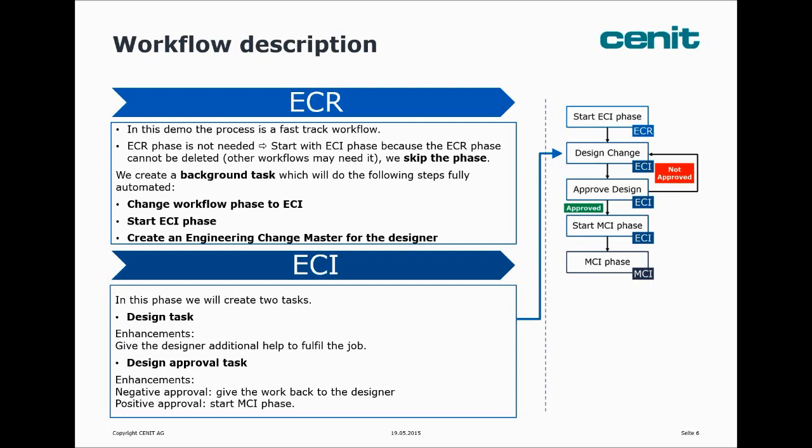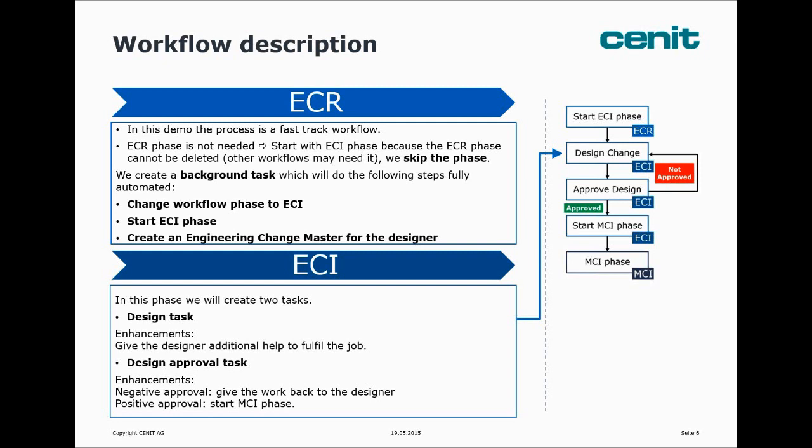We will do the following for the request phase. Just imagine we have a fast track: a change that is important, where we don't have to discuss whether we want to do the change or not. We have to do the change. So the request phase can just be skipped, and we want to go to the implementation phase. But because this request phase is perhaps needed for some other processes, we cannot just delete it. So we will create a task that will automatically skip this phase, start the implementation phase, and create a change master for the implementation phase, so that the designer can use the change management of SAP automatically.